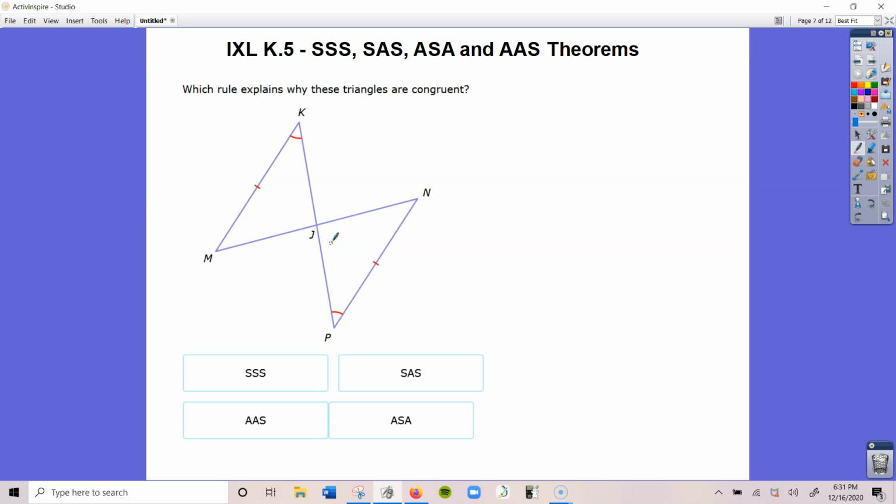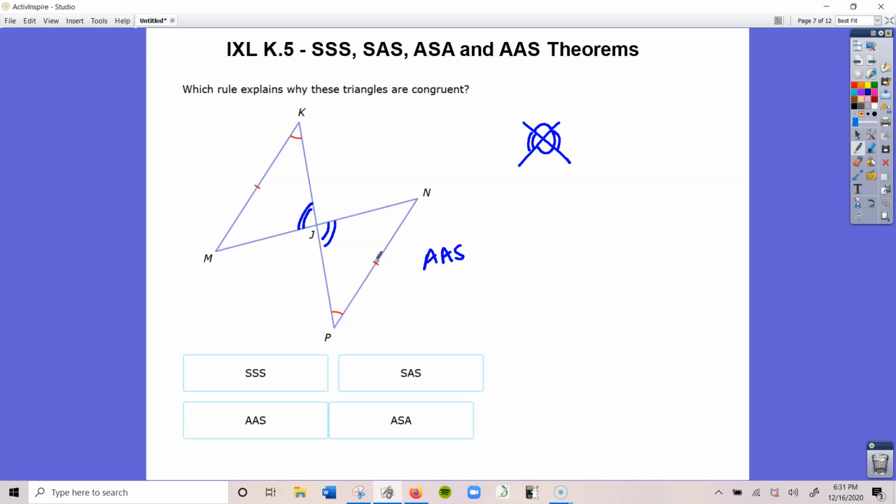These two angles are vertical angles. Remember, vertical angles is when you have an X figure and the angles that are across from each other are congruent. So here, this angle would be congruent to this angle. And if I look at the order of my markings, I have an angle followed by another angle, followed by a side. So this is AAS.